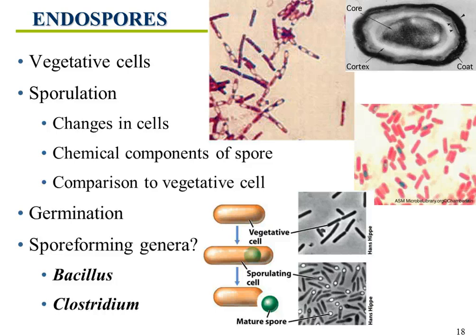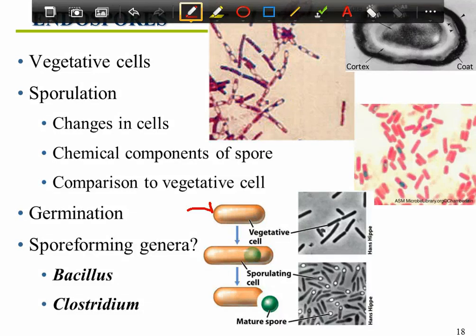Endospores. Look at the cell right here. Here's a bacterial cell. It's called a vegetative cell. It's not making a spore. It's your normal run-of-the-mill cell. And here it is on phase contrast microscopy. But inside, you notice that there is a thing forming right here called a spore.